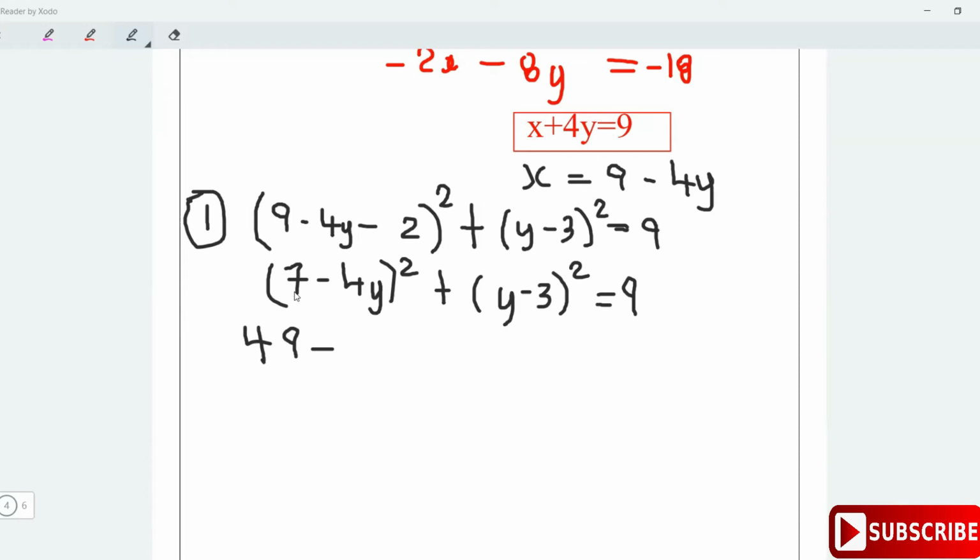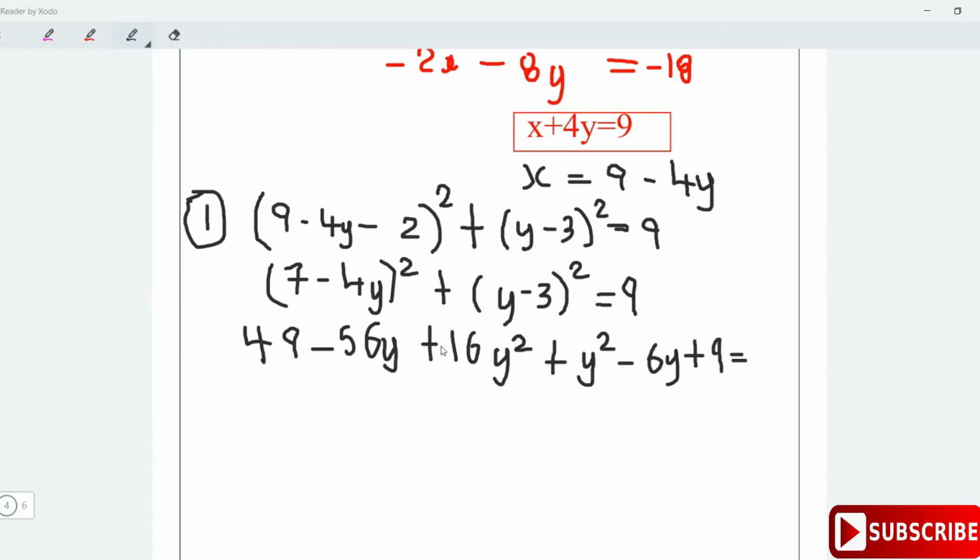That is minus 56y plus the second term squared, 4y squared is 16y squared. Then we have plus (y minus 3) all squared, which is y squared minus 6y plus 9, and that's equal to 9. Nice.